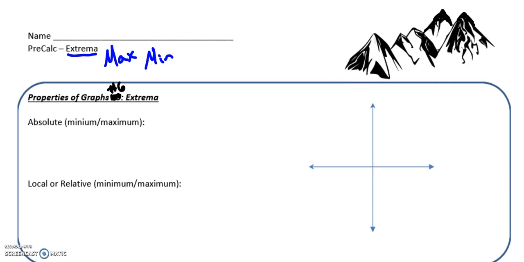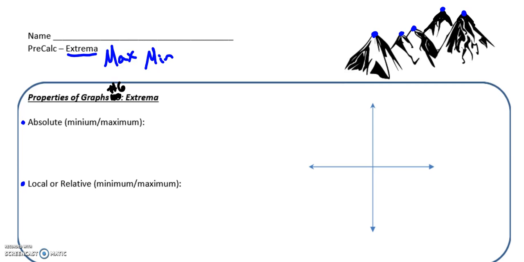Property number 6, extrema. When I talk about maxes and mins, there are two different types. There are what we call absolute and what we call local or relative. And the best way to see the difference for me is always to think about a mountain range. I always look at a mountain range like the one up here. And if I think about it, I can see where these different maximums are occurring. All of them right here.